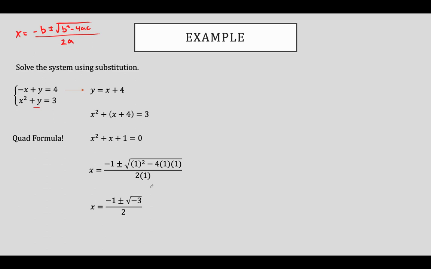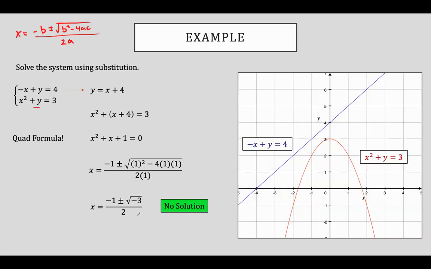Simplifying down, we get x is equal to negative 1 plus or minus the square root of negative 3 divided by 2. So take a look here. The square root of negative 3 actually gives us an imaginary number. Do we have imaginary numbers on our coordinate plane? No, we do not. And remember that the solution to a system of equations is the intersection point of our curves. So if we are getting imaginary answers, what does that mean? Well, we just say no solution. And that means graphically that our curves never intersect.